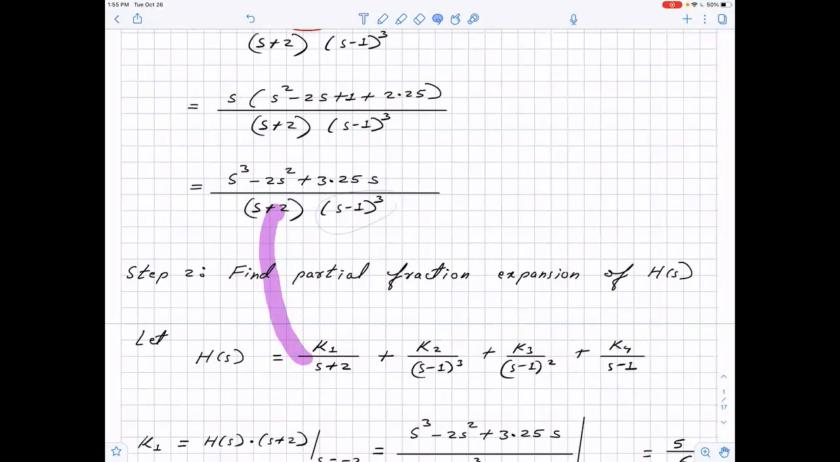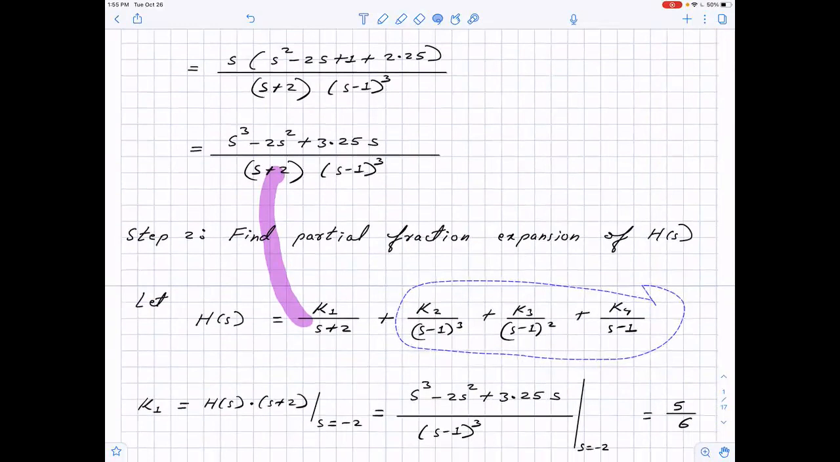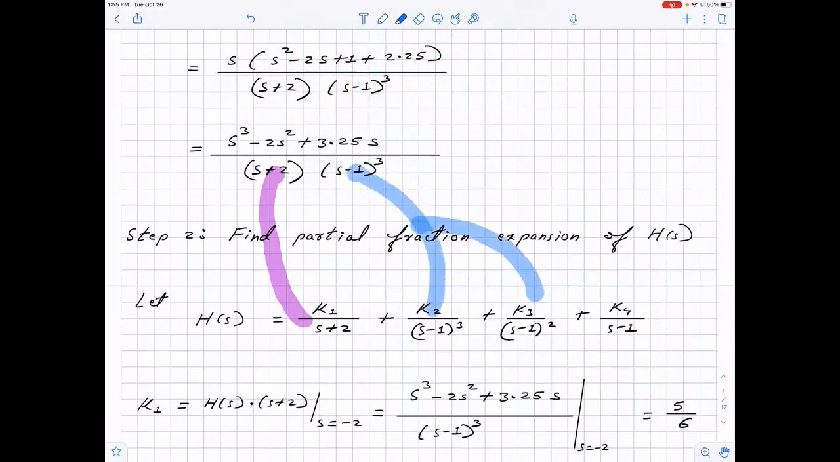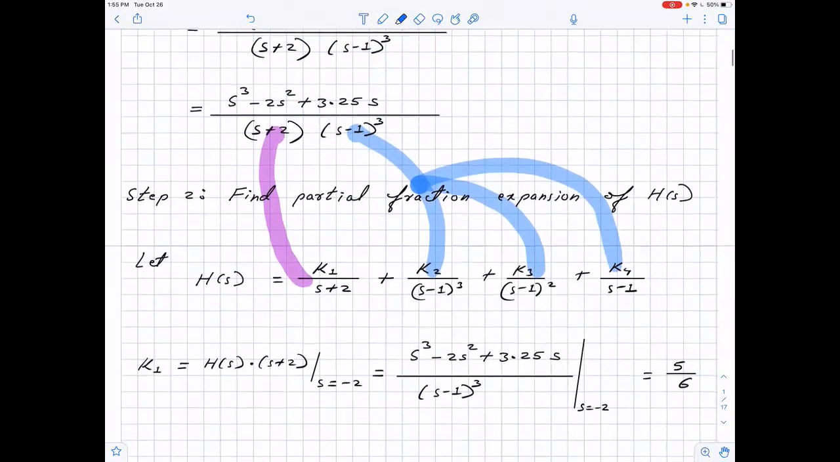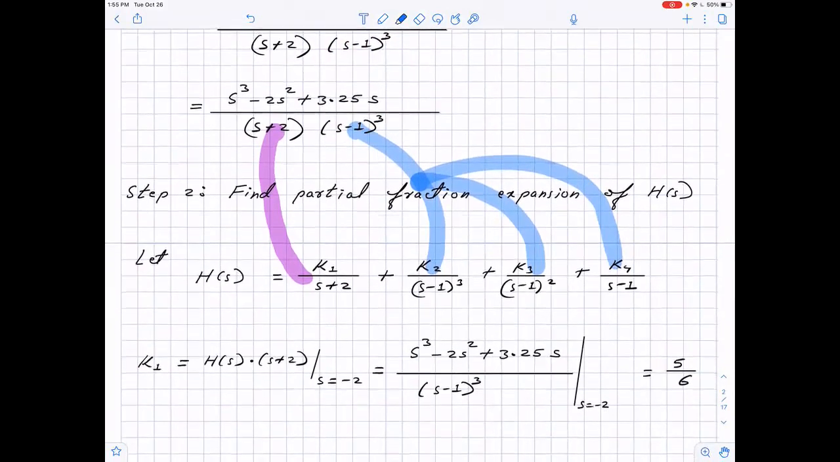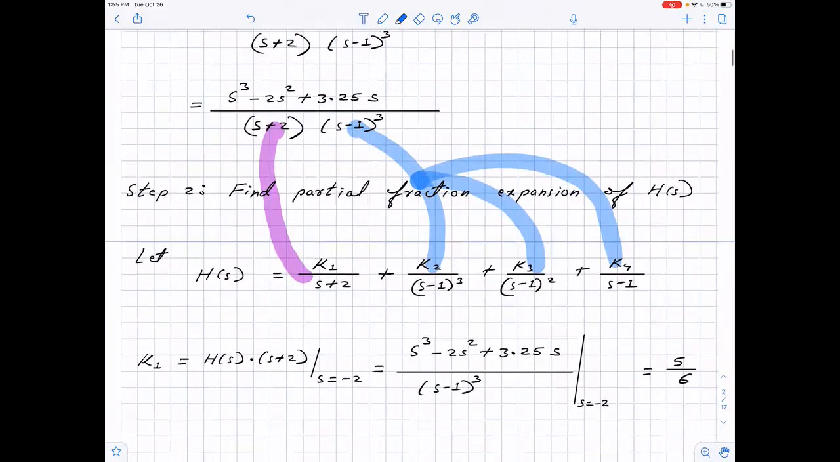So if we have repeated factors, three of them, then we have three fractions associated with that factor in the partial fraction expansion of h of s. All three correspond to s minus 1 cubed. Then we have to find the values for the coefficients k1, k2, k3, and k4.